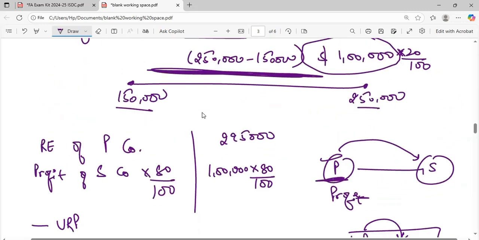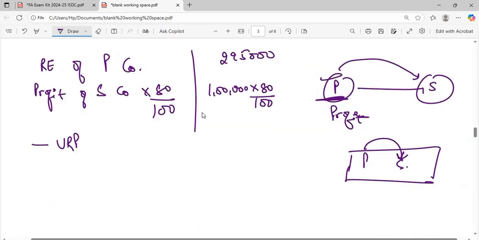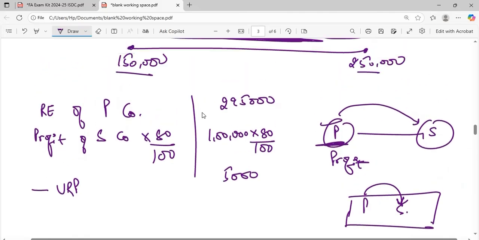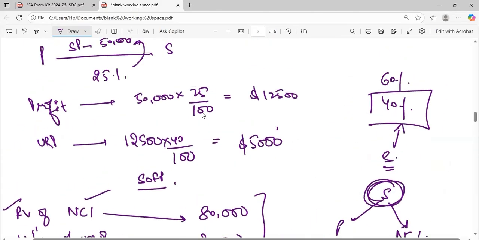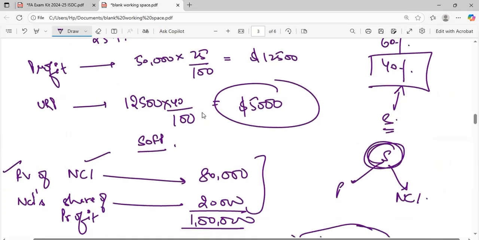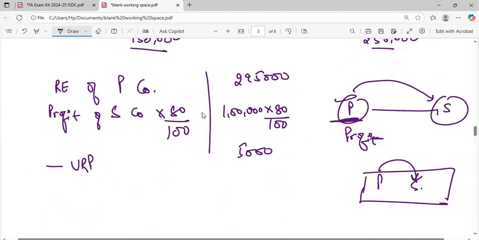Yeah, fine. And the unrealized profit was 5,000. Okay, we calculated it above. I'll show you. See, this was the unrealized profit. So let's see what will be the final answer.